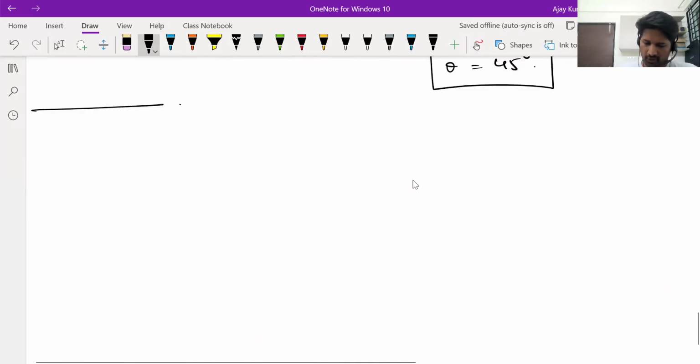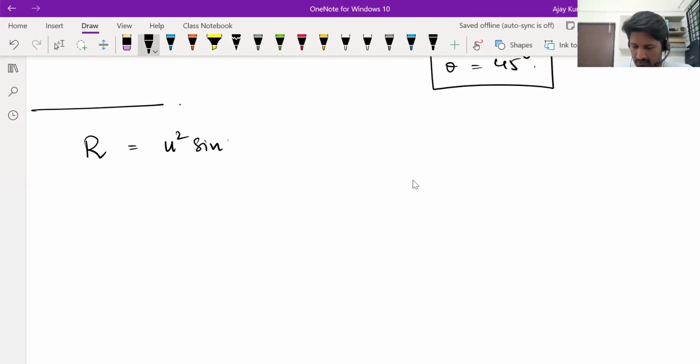Next, another small point. Again, range in case of a ground to ground projectile is u square sine 2 theta by g.